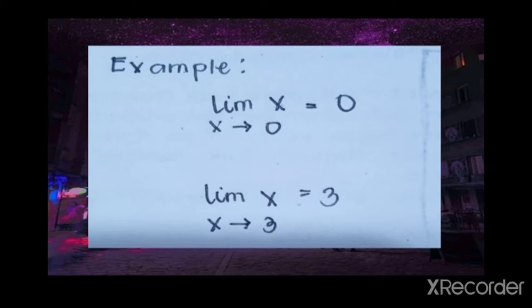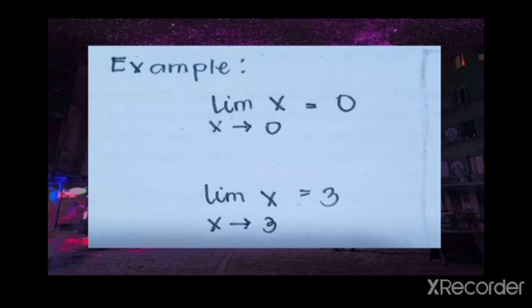So if you are given an identity function, f of x equals x or y equals x, the limit of x as x approaches c is just equivalent to the value of c.